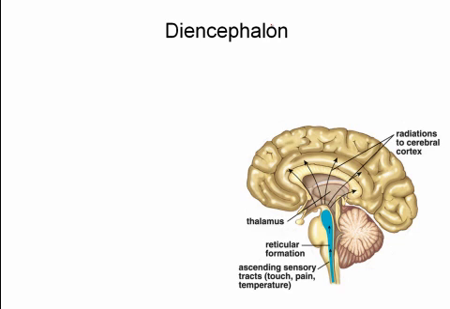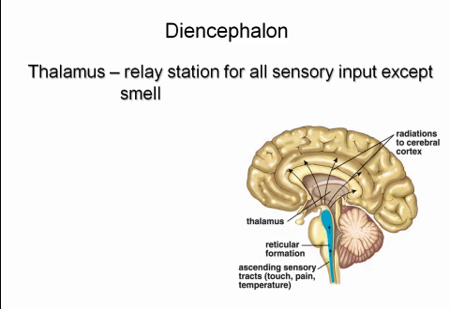The diencephalon, which is below the cerebrum, contains the thalamus and the hypothalamus. The thalamus is a relay station for all of that sensory input. All sensory input, with the exception of smell, goes through the thalamus, and it can edit that information, process that information, and then only a fraction of that is actually sent up to that primary somatosensory cortex of the cerebrum.